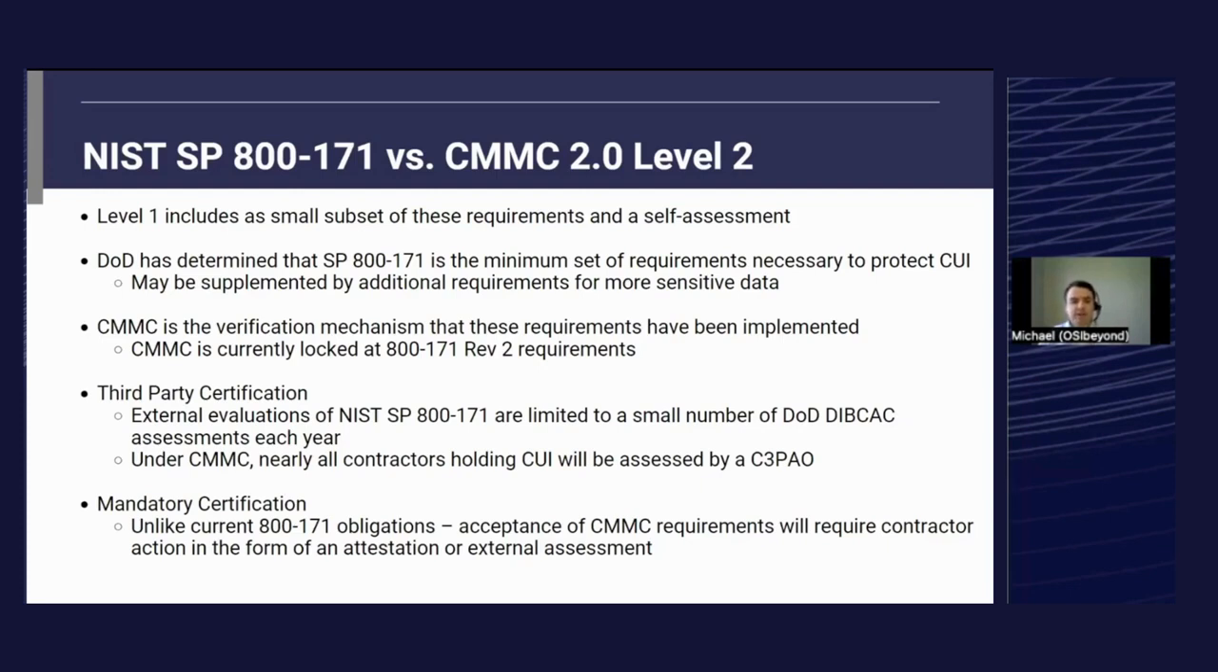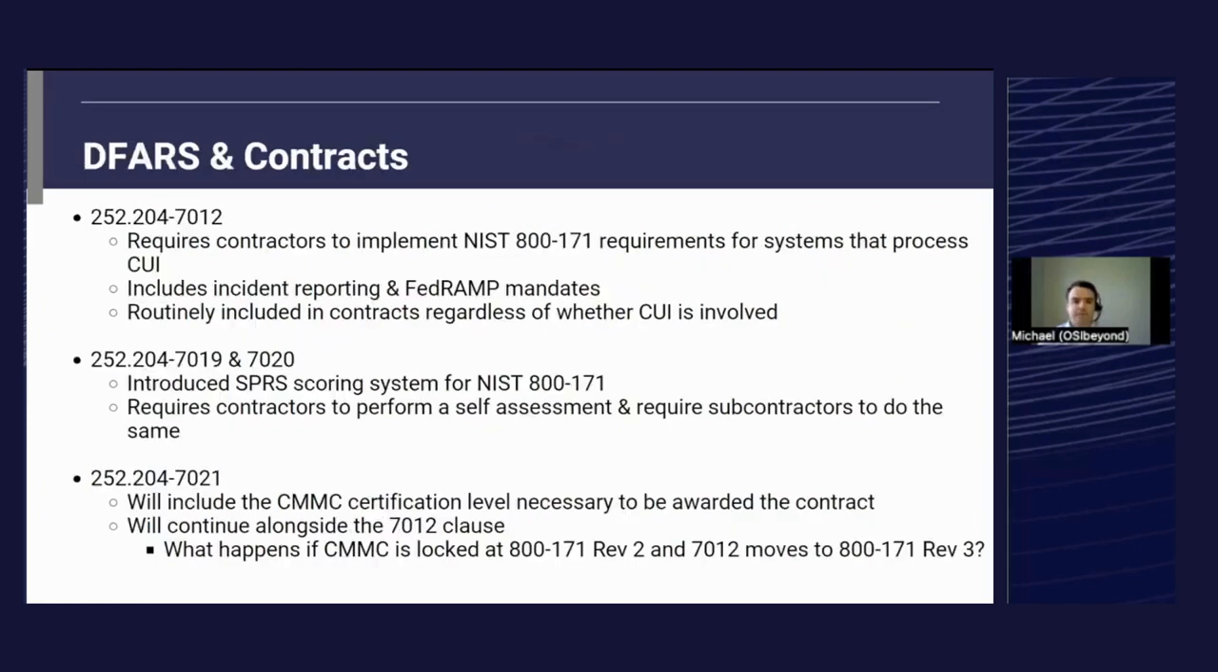We're also looking at attestation for full compliance at Level 1 and Level 2 on an annual basis, whereas on the current system, you can disclose an imperfect, less than 110 SPRS score and still be fine. We are going to be looking at an attestation at 100% moving forward.